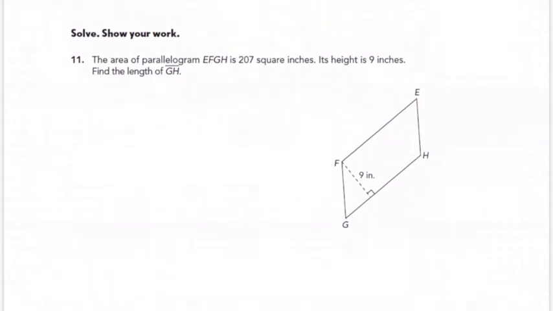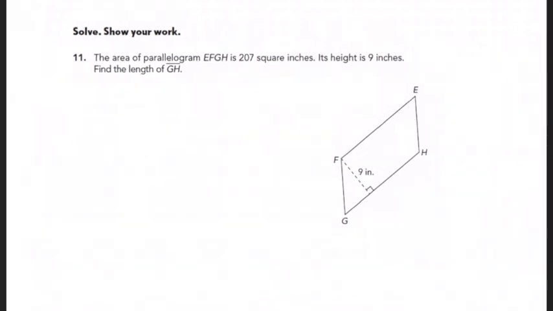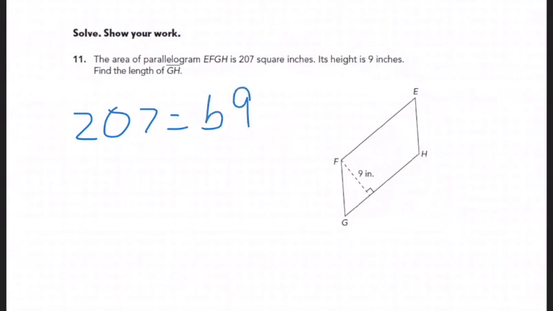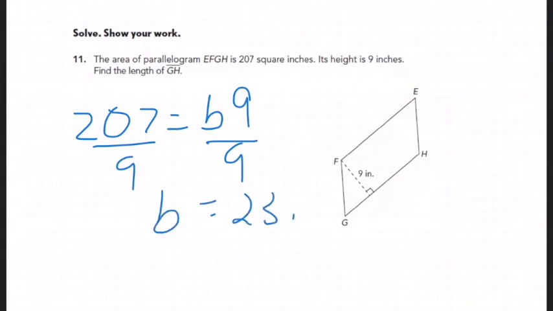Okay, so what we need to do is they give us the height. We got to find the base. So try that one, and then we'll go over it. Okay, so we have the area is 207 equals the base. The base is B. The height is 9, so 9B. So divide by 9, divide by 9. So you're going to get 207 divided by 9, and that answer is 23. So the base is 23 inches.